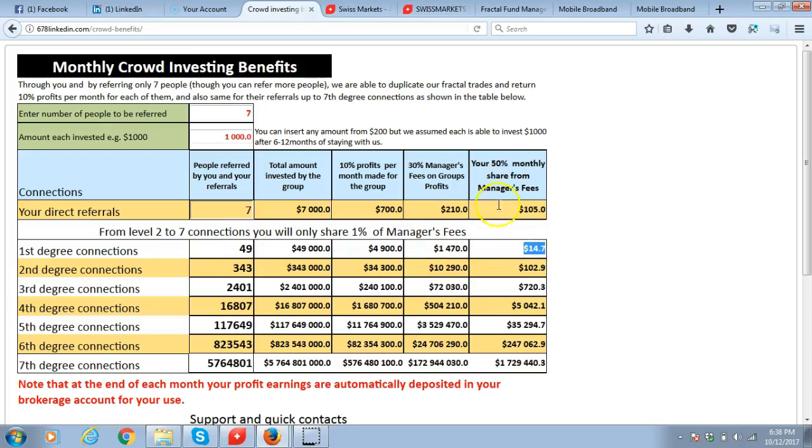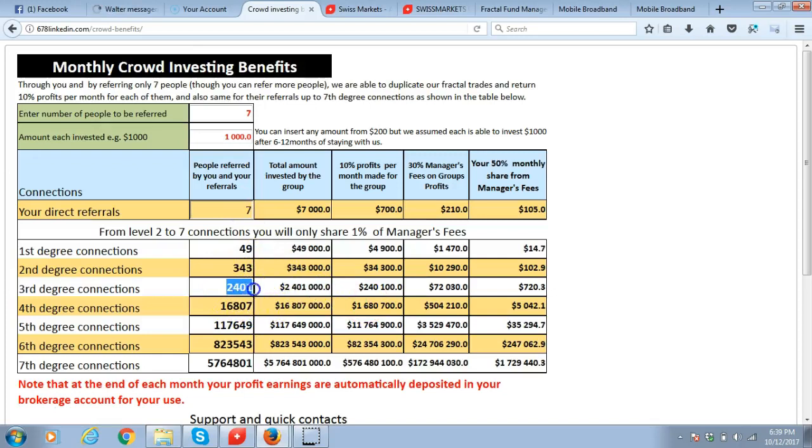So from the 2nd level down to the 8th level, you will earn 1% from the performance fee I shared with the referrers of your referrers. So let's look at it. As you go down, you will see that you don't do anything. All you need to do is to concentrate on referring people in the 1st level.